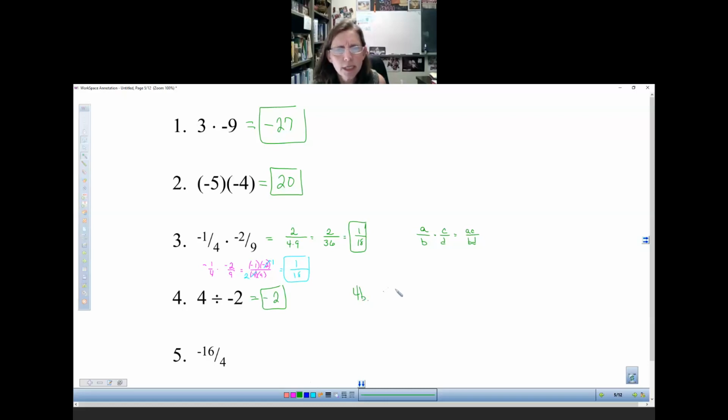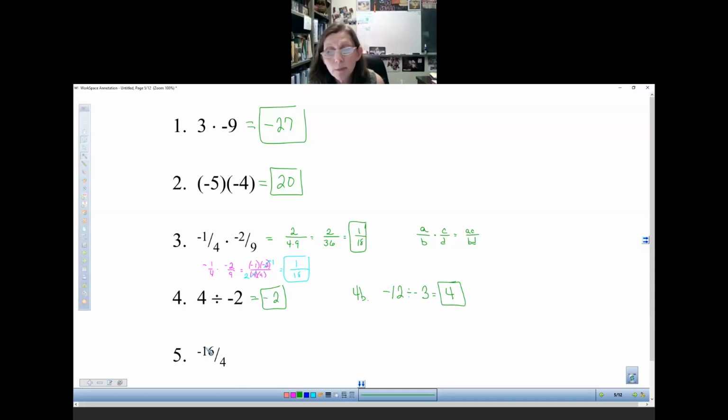We're going to do negative 12 divided by negative 3. And so now I have a negative divided by a negative, and so that's going to be a positive value, and so 12 divided by 3 is going to be 4. So just a second option there.